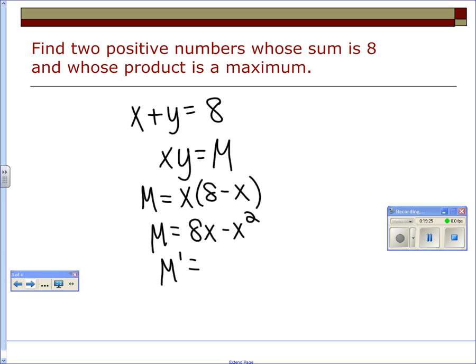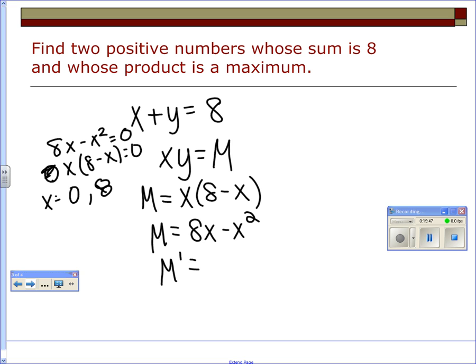The derivative. If you set this one equal to 0, you get x equals 0 or x equals 8. But 0 isn't actually a positive number. If you took the derivative, what would it be? And then what do you do with it? So what does x have to be? Does that make sense?